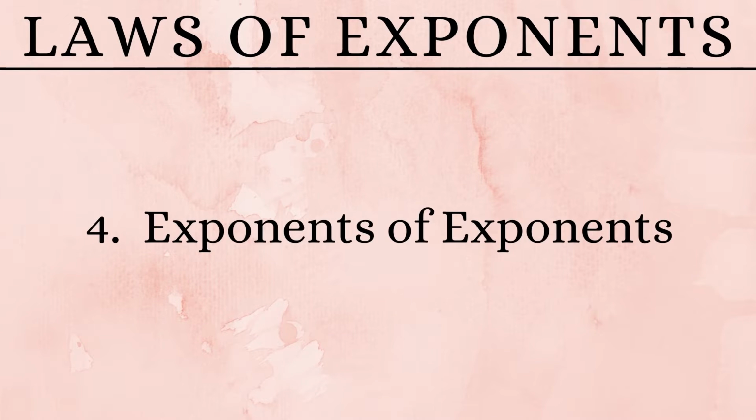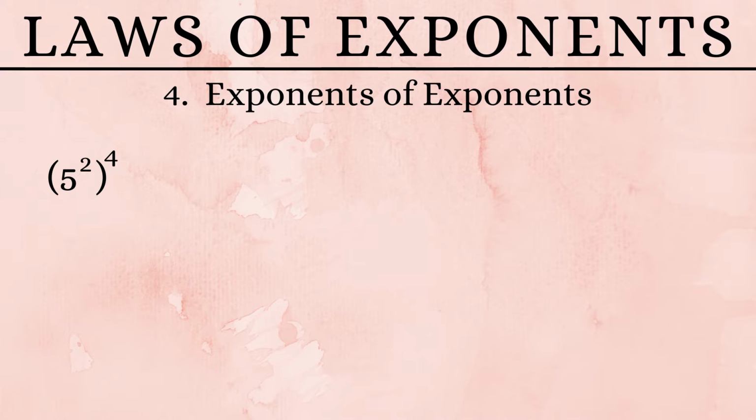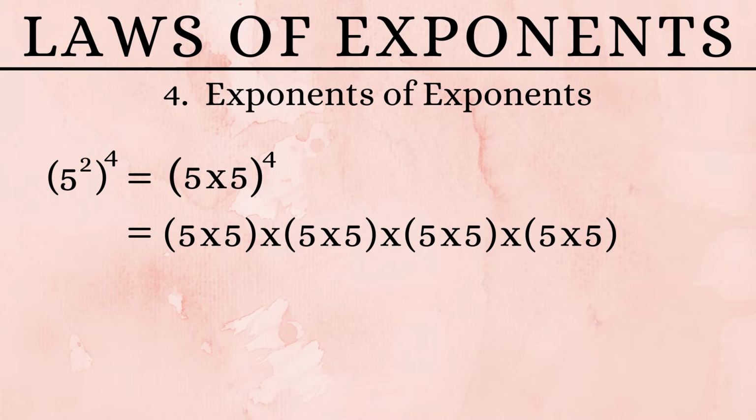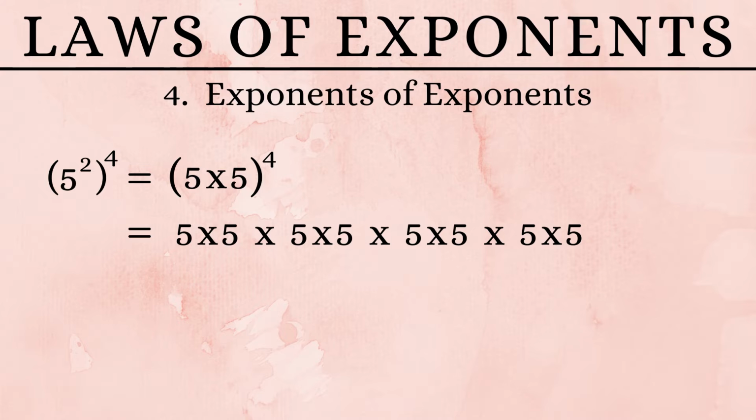First example, 5 square whole to the power of 4. Now let's expand 5 square as 5 into 5. So that gives us 5 into 5 whole to the power of 4. Now expanding further, we get the product of 5 into 5 multiplied 4 times. And that's the same as 5 multiplied 8 times, or 5 to the power of 8.